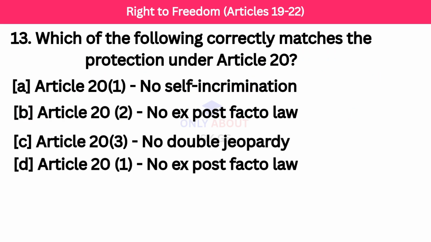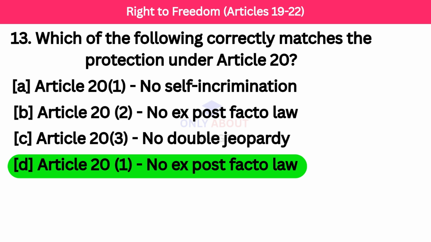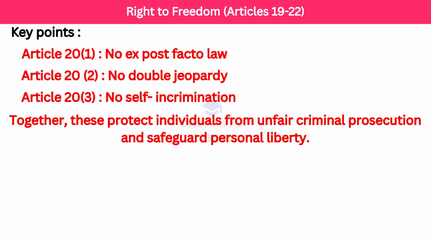Next question. Which of the following correctly matches the protection under Article 20? Correct answer, Article 20 Clause 1. No ex post facto law. Key points. Article 20 Clause 1. No ex post facto law. Article 20 Clause 2. No double jeopardy. Article 20 Clause 3. No self-incrimination. Together these protect individuals from unfair criminal prosecution and safeguard personal liberty.